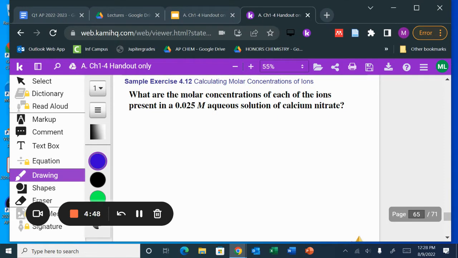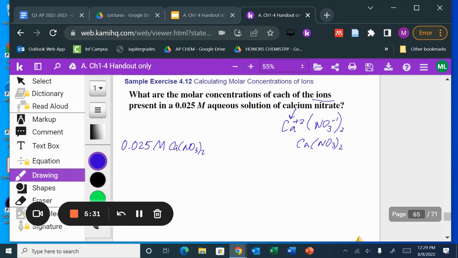Sample exercise 4.12. What are the molar concentrations of each ion in a 0.025 molar aqueous solution of calcium nitrate? So first, I have to know how to write this substance. Calcium, what charge is it? +2. Nitrate, you memorized it. It's NO3 minus 1. To write calcium nitrate, you will need 2 of these to make it neutral. Therefore, calcium nitrate is Ca(NO3)2. So you have a 0.025 molar solution of Ca(NO3)2.